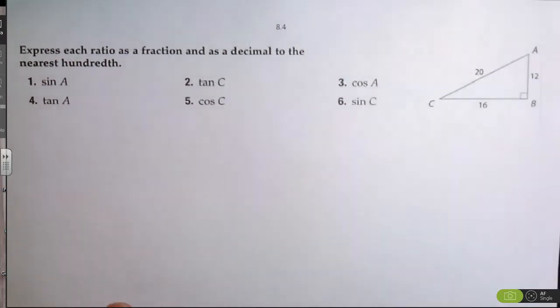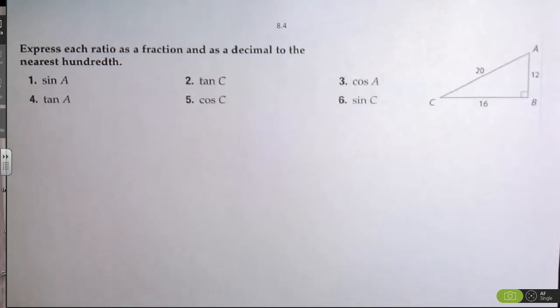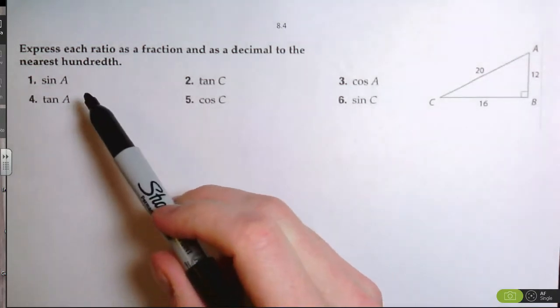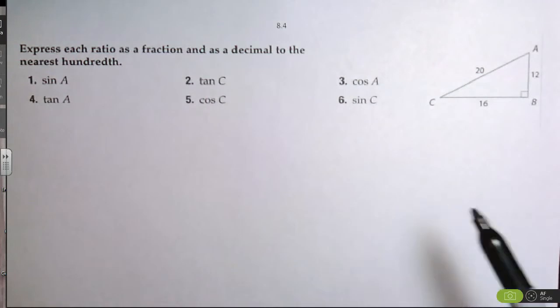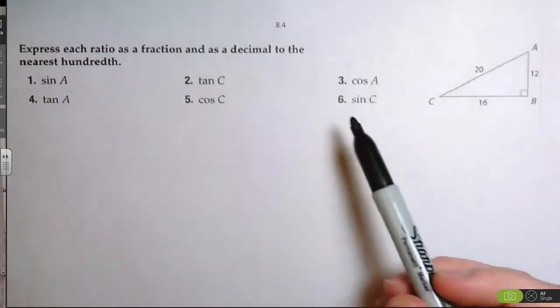Okay, so here are just a few supplemental problems for section 8.4 in geometry for you to look at in case you missed the lesson or forgot how to do it. They want us to express each ratio as a fraction and as a decimal to the nearest hundredth. So we're just going to do 1 through 6 real quick because it's all the same thing over and over again.